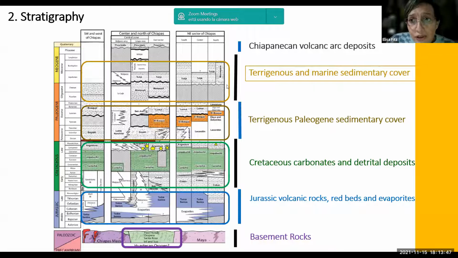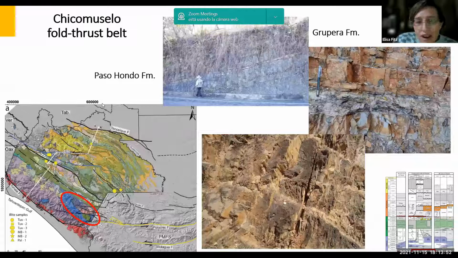Just to give you a flavor on how the rocks that I just described look like in the field, I'll show you some examples of the rocks of the Chicomuselo fold and thrust belt, this Permian Triassic belt that I just mentioned, which includes these fine grained turbidites in the bottom, which are part of the Santa Rosa formation, siltstone and limestone of the Grupera formation from the Pennsylvanian early Permian, and these Permian limestones that you see over there.